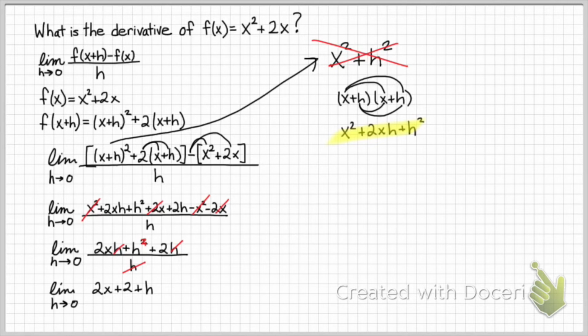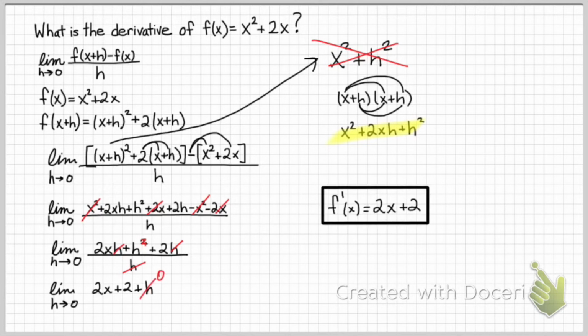Now what we can do is take the limit as h approaches 0. So essentially substitute the 0 in for h, and what you end up with is the derivative. And one way to write a derivative is using that funny little marker in the top right corner there. It's called a prime. So f prime of x is equal to 2x plus 2.